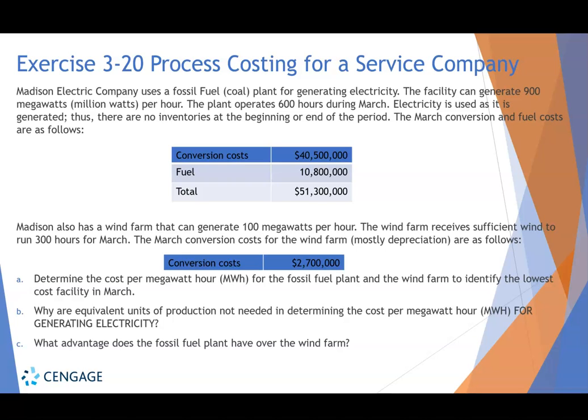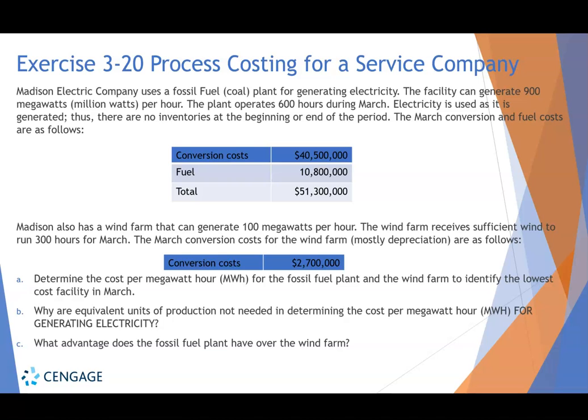Madison also has a wind farm that can generate 100 megawatts per hour. The wind farm receives sufficient wind to run 300 hours for March. The March conversion costs for the wind farm, mainly depreciation, are shown here, $2,700,000. Determine the cost per megawatt hour for the fossil fuel plant and the wind farm, which is the lowest cost facility. Why are equivalent units in production not needed in determining the cost per megawatt hour? Well, because they don't have beginning or ending work in process. And what advantage does the fossil fuel plant have over the wind farm?